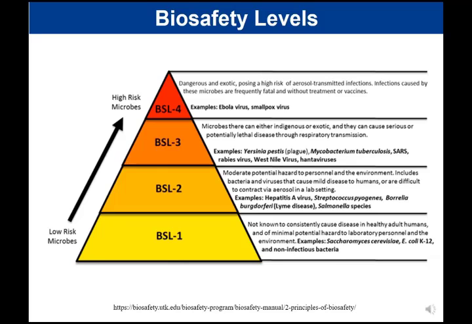BSL-2, if an organism is put into BSL-2, this is moderate potential hazard to personnel and the environment. This includes bacteria and viruses that cause mild disease to humans or are difficult to contract via aerosols. So an example of a BSL-2 and one that probably surprises people is HIV. HIV is classified as BSL-2 because it's not easy to contract via aerosol, right? It has to get into the blood. And so HIV would fall under BSL-2.